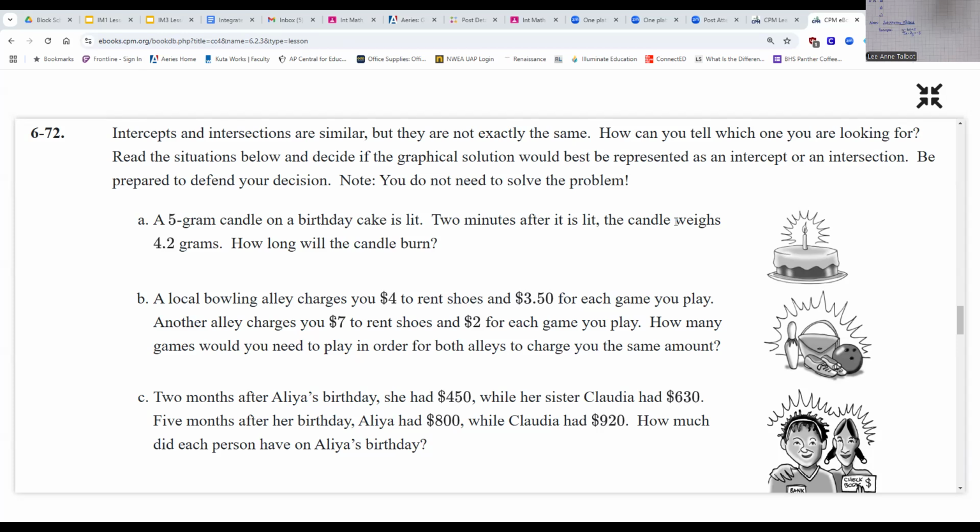B. A local bowling alley charges you $4 to rent shoes and $3.50 for each game you play. Another alley charges you $7 to rent shoes and $2 for each game you play. How many games would you need to play in order for both alleys to charge you the same amount? Intercept or intersect?